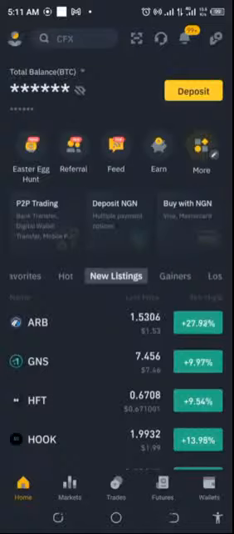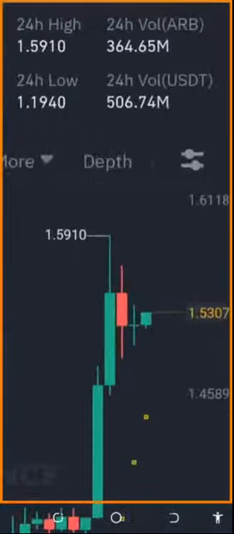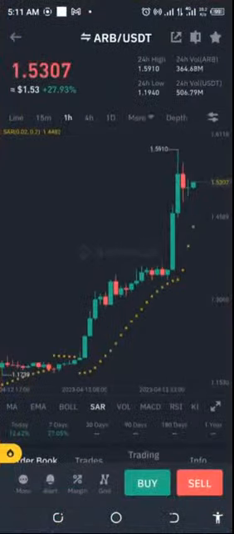So from $1.36, it ran all the way to where? It actually went all the way to $1.59. This is just the current price, and that's how we're able to hit our target.